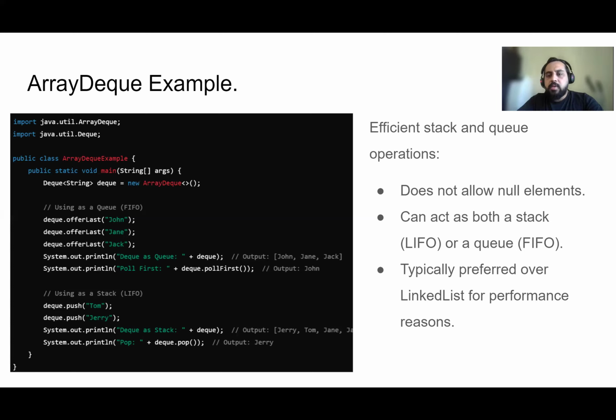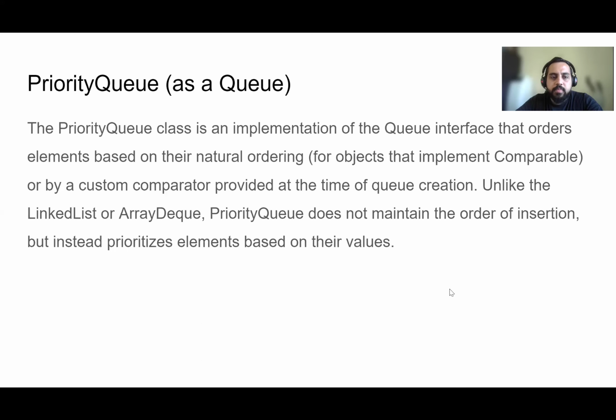Some of the characteristics we can see: ArrayDeque does not allow null elements. It acts as both LIFO and FIFO, that means both stack and queue. And it's typically better compared to a linked list because it's a resizable array. For performance reasons, we have to use ArrayDeque compared to a linked list.